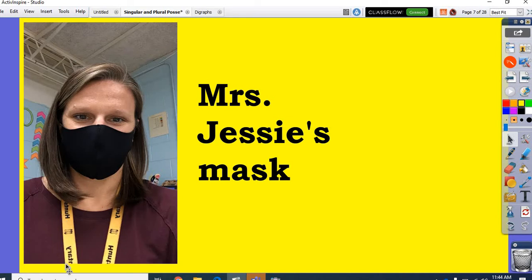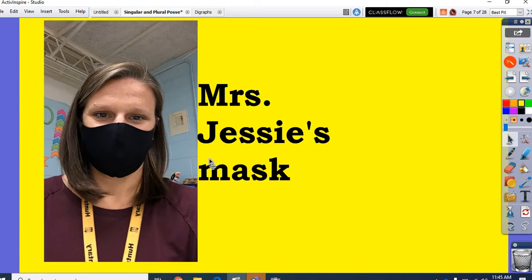Do you see anything else that I own in this picture? Oh, I noticed my keys that are on this necklace here that I've got around my neck, this lanyard, I guess is what it is. This lanyard around my neck has my keys on it, and I own that, so we could also say Mrs. Jessie's lanyard, and I still have to put the apostrophe and the S to show that I own it. So Miss Jessie's lanyard.